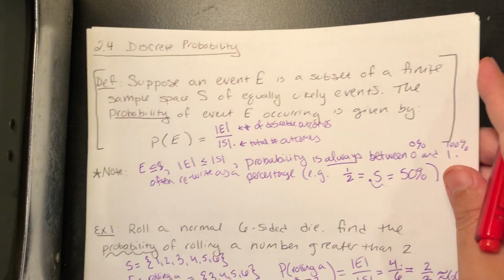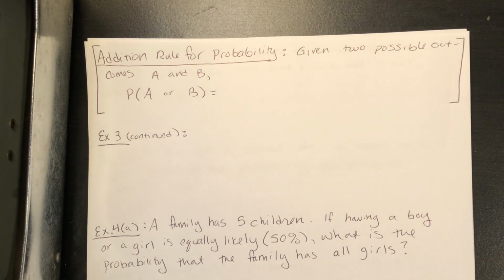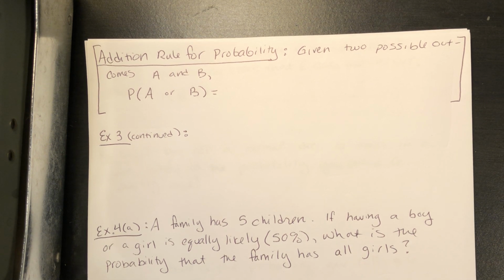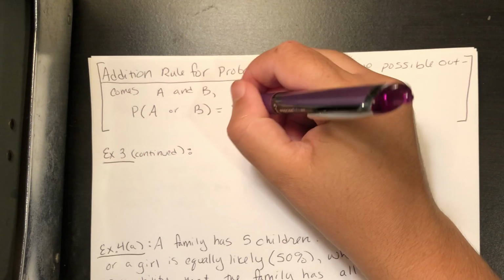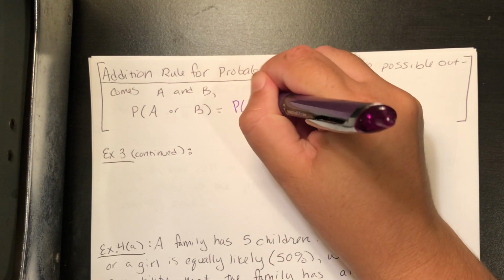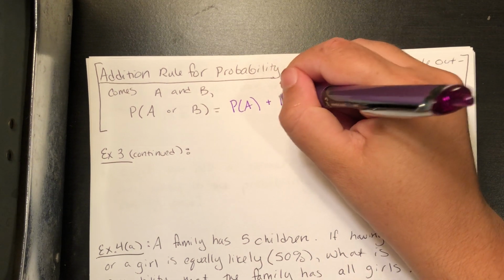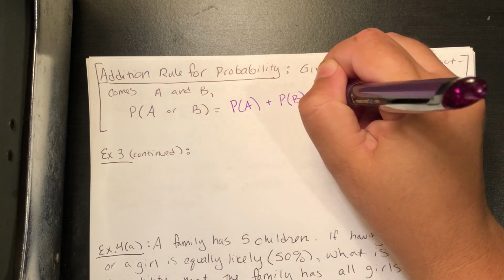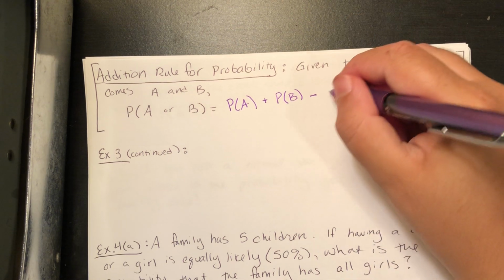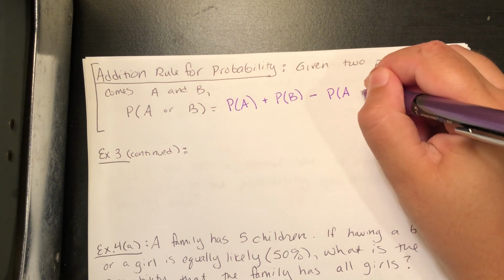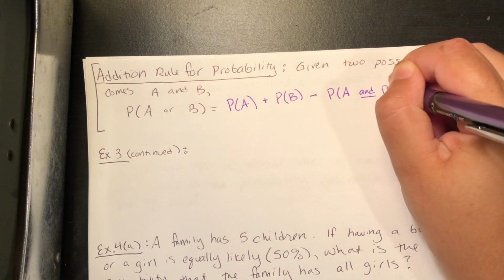Let's look at an example of that. Okay, we call this the addition rule for probability. Given 2 possible outcomes, A and B, that are both contained in some sample set S, the probability that A or B occurs is going to be given by the formula: the probability of A plus the probability of B minus the probability of A and B occurring.